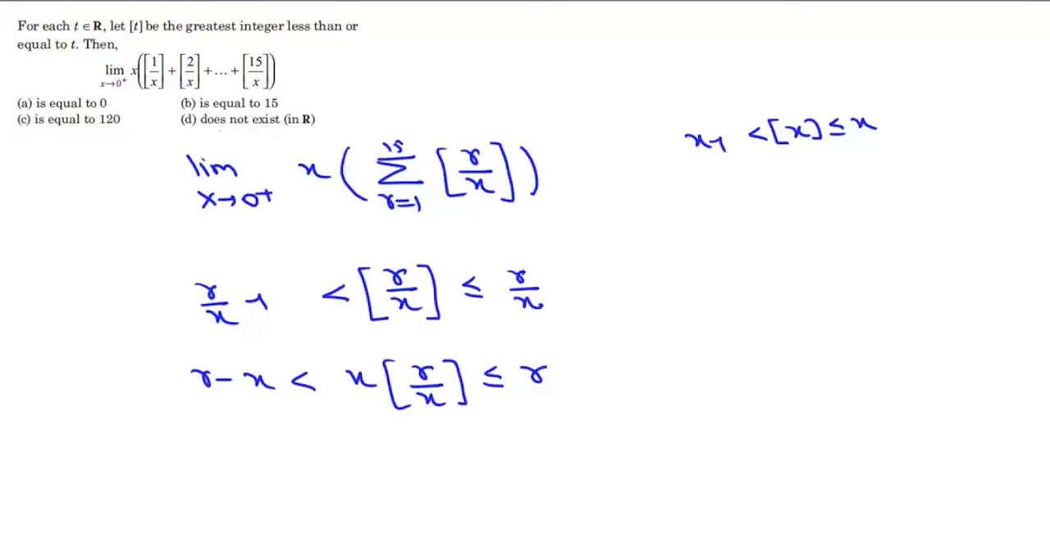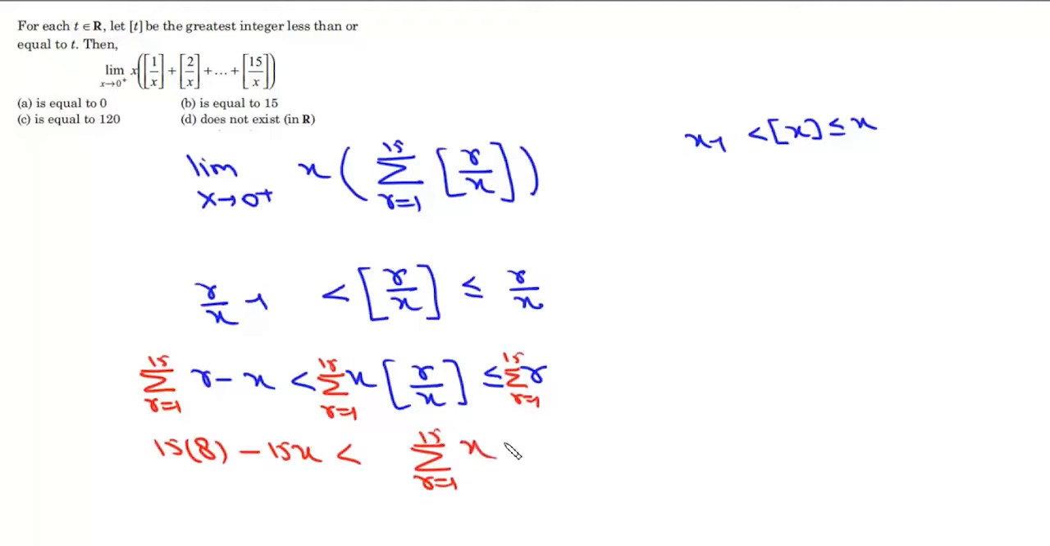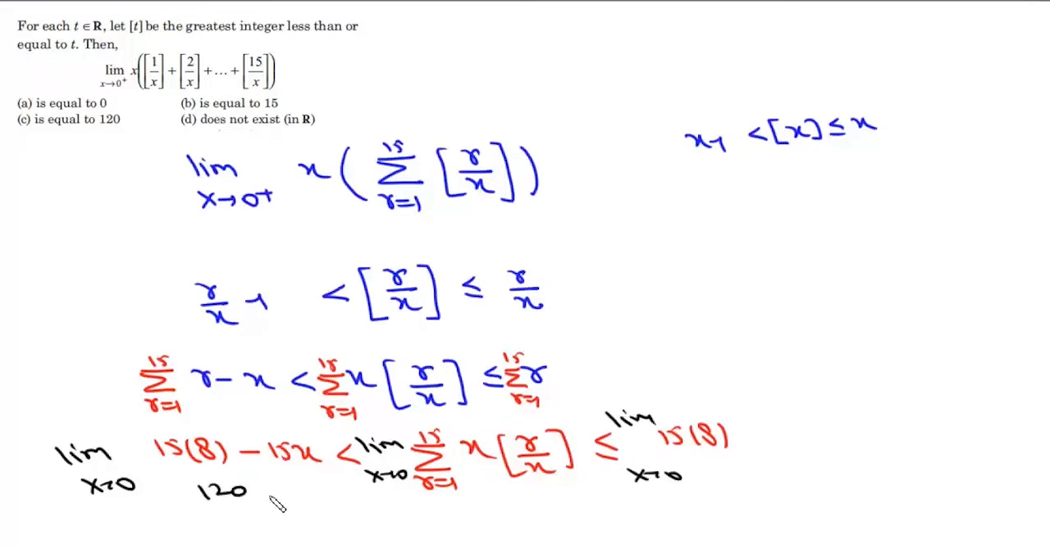Now we'll take this summation. R varies from 1 to 15. Now this is n plus 1 by 2, minus 15x, and it will be this summation r varies from 1 to 15 of x into the greatest integer function of r by x, and will be less than or equal to 120. Now if we take this limit x tends to 0, this is 120, this also is 120. Then from the sandwich theorem we can say that this limit is equal to 120, and that's your option C.